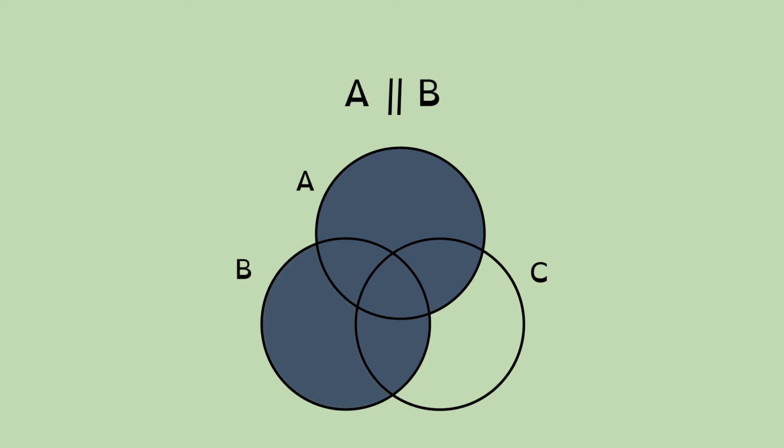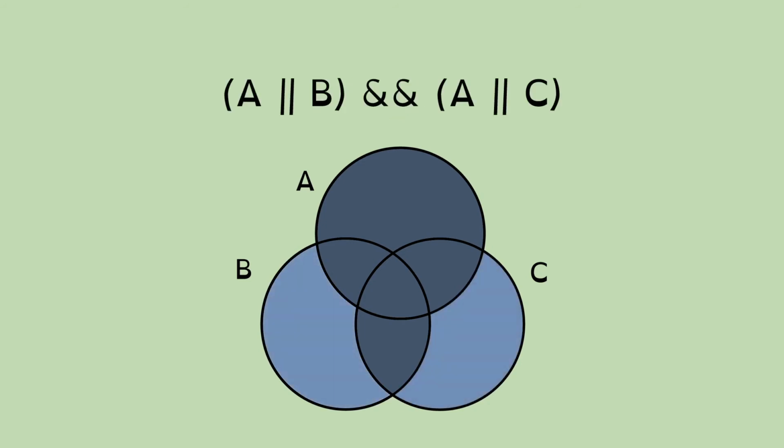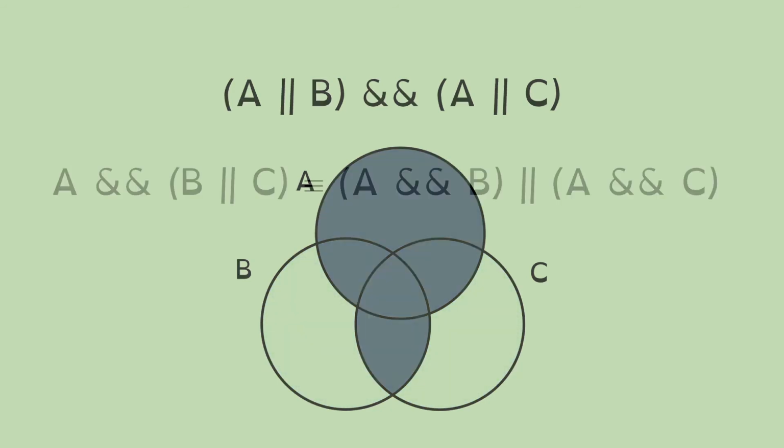The other side, we've got A or B, A or C, and we're doing an and between the two. So we fade the blue and we've got exactly the same shape. Once again, we've proved our statement.